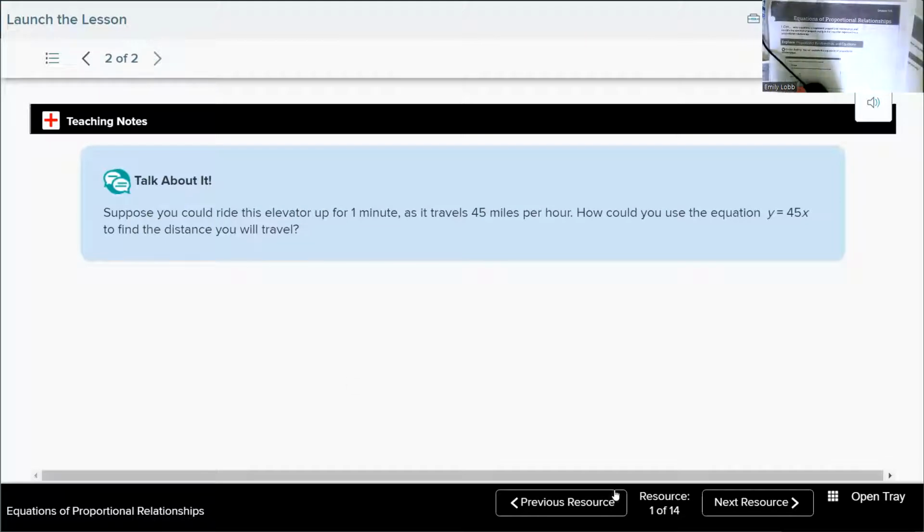All right, so suppose you ride an elevator up for 1 minute as it travels 45 miles per hour. How could we use the equation y equals 45x to find the distance you will travel? Well, x is per hour. So how many hours would be 1 minute? So 1 out of how many minutes in an hour? 1/60th times how many per hour? 45. That's how we would use that. So those of you who are able to think through that will be successful. Others of you may need to go back and review in order to be successful with this section.